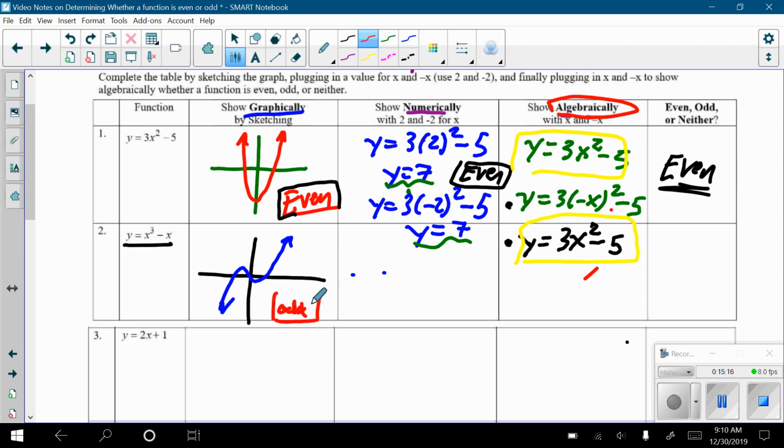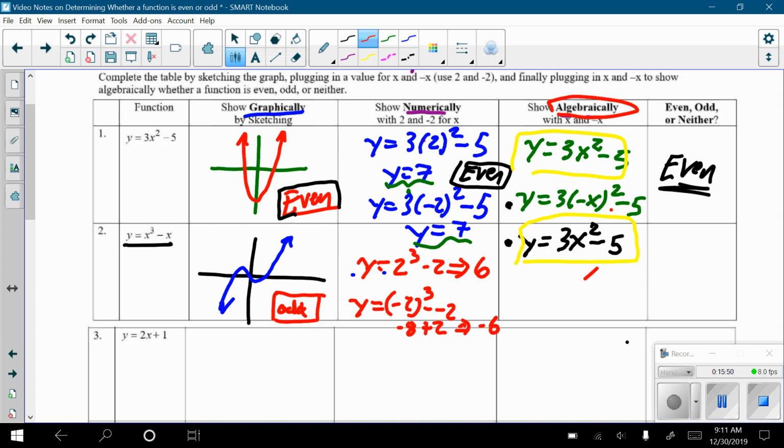Let's try and confirm that numerically. So let's plug in 2. 2 cubed minus 2, that's 6. So when you plug in 2, you get out 6. When you plug in negative 2, well, negative 2 cubed is negative 8. I'm sorry, I forgot to write the 2, my bad. Negative 2 cubed minus negative 2. So negative 8 plus 2 is negative 6.